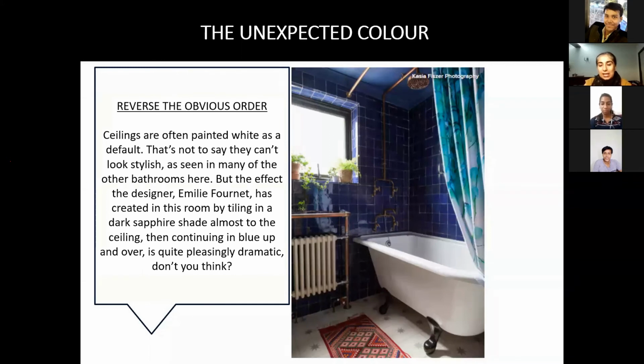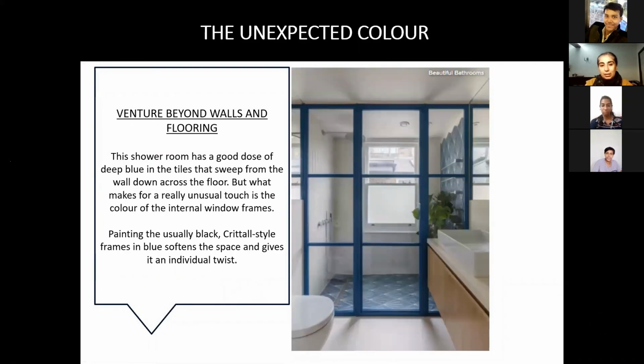As you can see in this picture, the obvious order has been reversed. Ceilings, as we know, are often painted white by default. That's not to say that they can't look stylish. The effect here, in a picture by a very famous designer, Emily Fournette, has been created in this room by tiling in a dark sapphire shade almost to the ceiling, then continuing in blue up and over, which is quite dramatic.